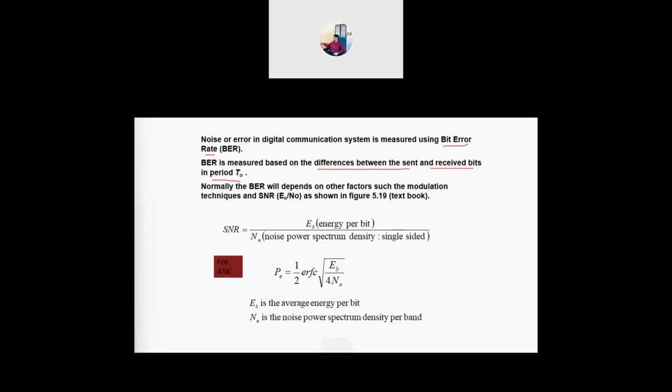Later we learn, we have it later in the slide. Normally the BER will depend on other factors such as the modulation technique and Eb over N0. So this one is E bit, and this one is the noise. As shown in figure 5.19.